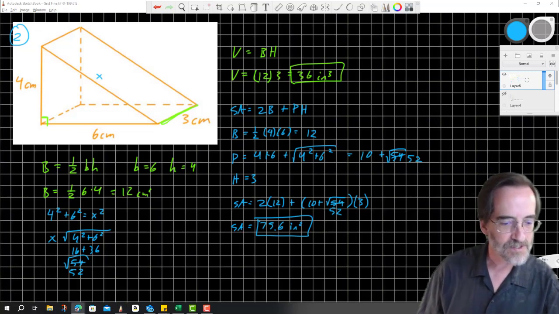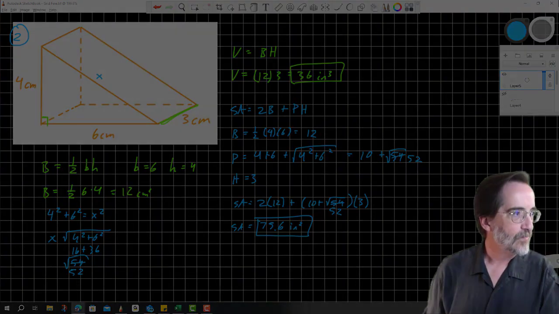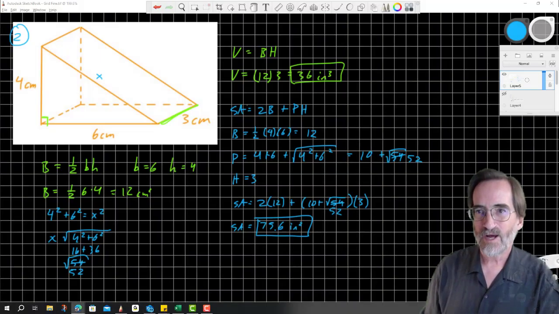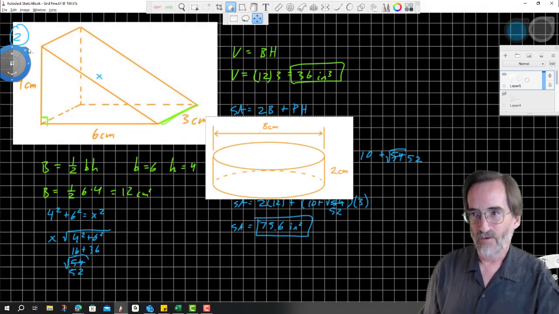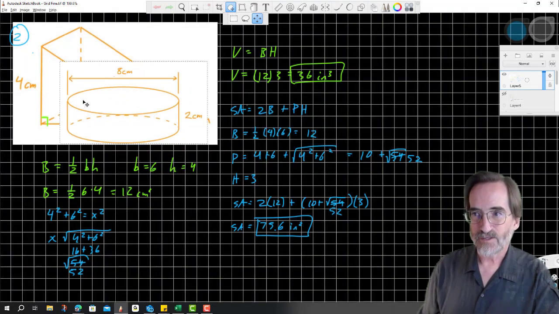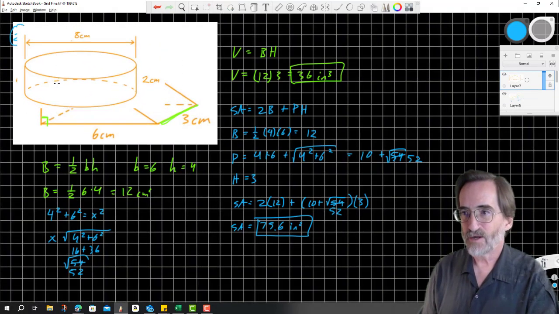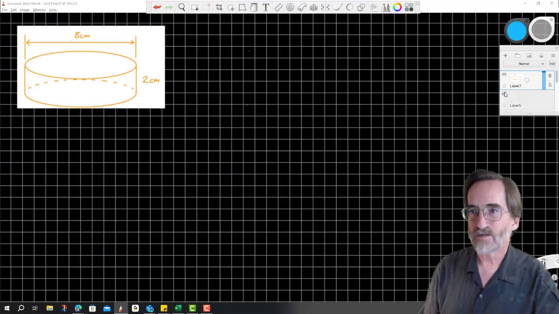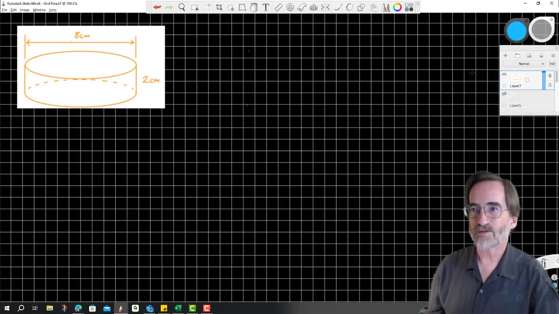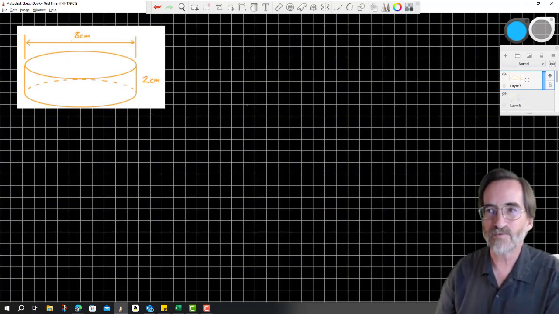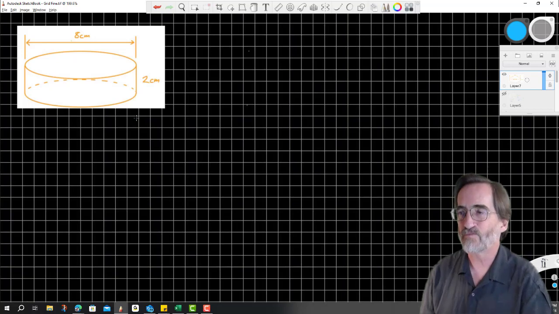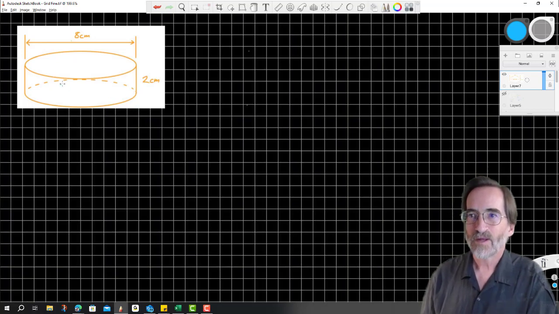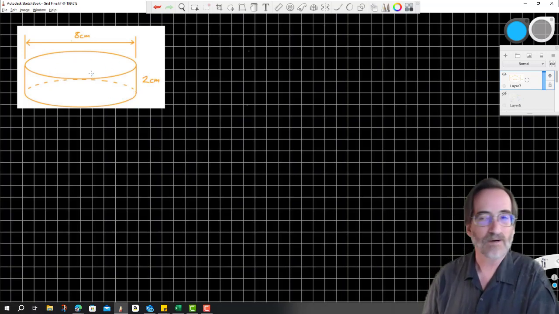Question number 3, we're given a cylinder, a right cylinder. Right cylinder just means a cylinder that stands straight up and doesn't lean over. Because you can have a cylinder that leans, in which case the volume is the same. Just make sure to calculate the height as the perpendicular height, but the surface area is definitely changed, and we're given no instructions to find the surface area of a non-right cylinder or prism. All right, so here we go. So we're going to find the volume and the surface area.